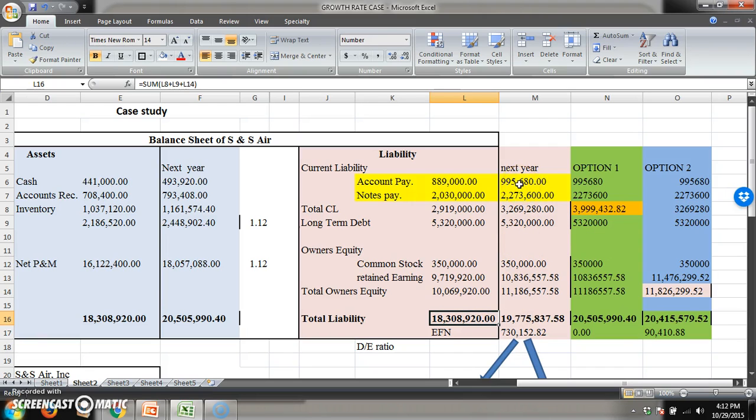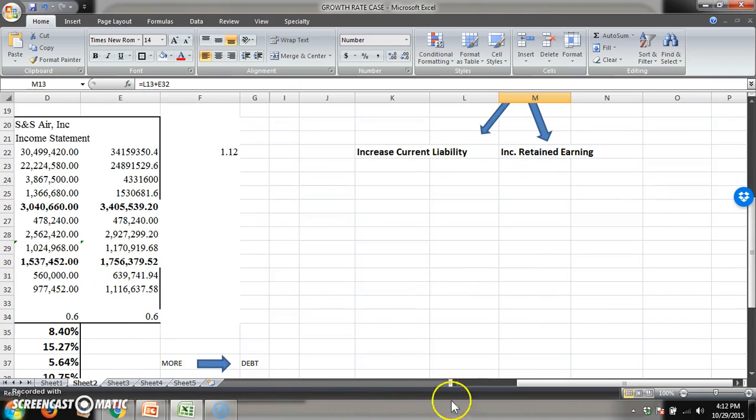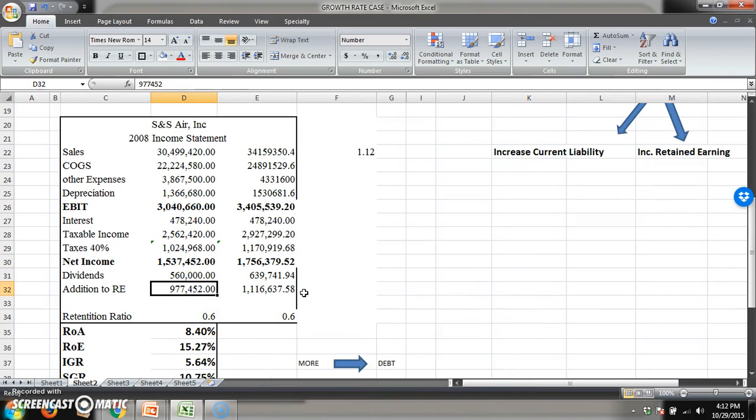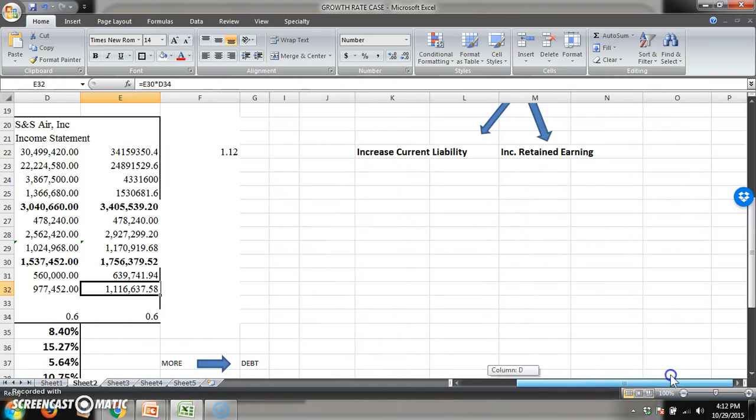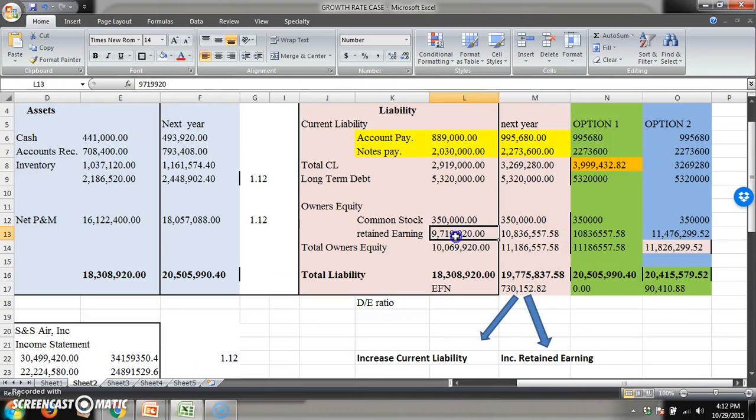Now this year, on the liability side, only the accounts payable and notes payable will increase, because the long-term debt and equity are basically independent of the amount of sales. It doesn't mean that if you sell a bit more, your long-term debt will increase. No, it is irrespective of the sales level. Similar is the common equity. The only thing is that retained earnings will increase, because each year, as we have shown, there is an addition to retained earnings. Therefore, the retained earnings from last year have increased.